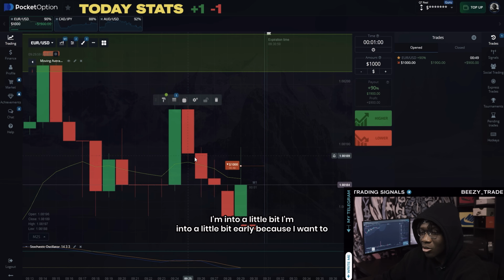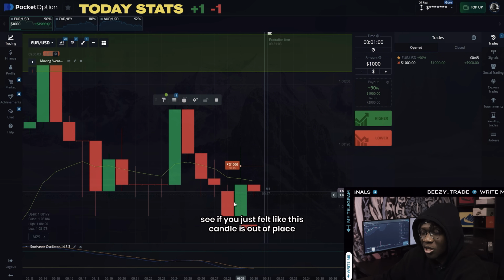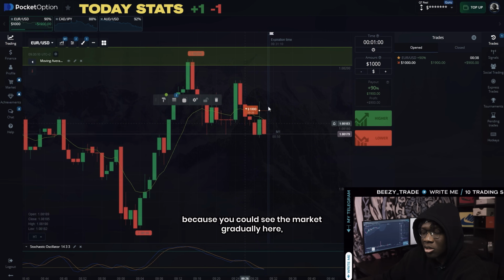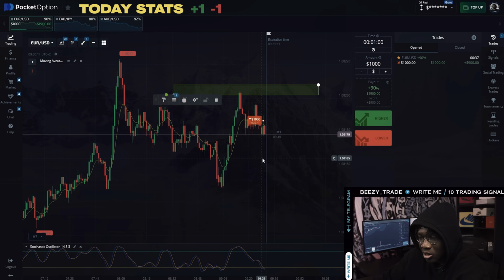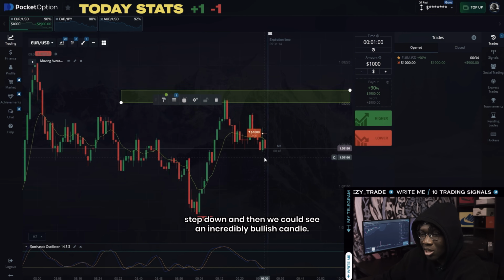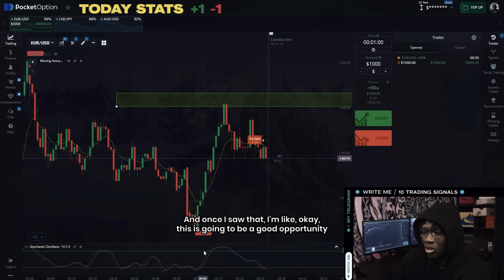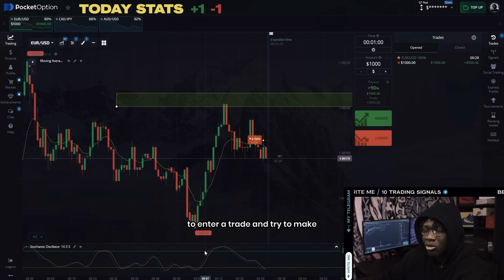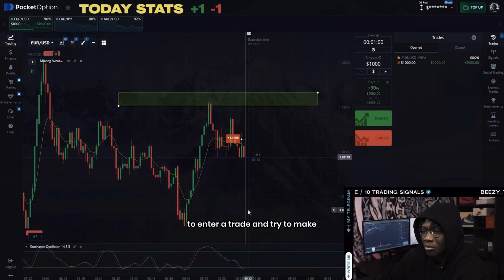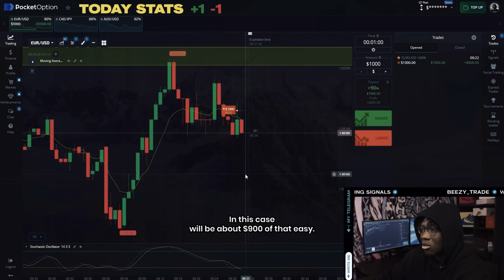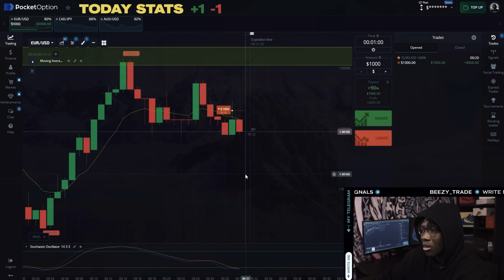Okay, I'm gonna enter a little bit early because it just felt like this candle is out of place, because you can see the market gradually here step down, and then we can see an incredibly bullish candle. And once I saw that, I'm like, okay, this is going to be a good opportunity to enter a trade and try to make a couple of bucks. In this case, would be about $900 off of that, easy.